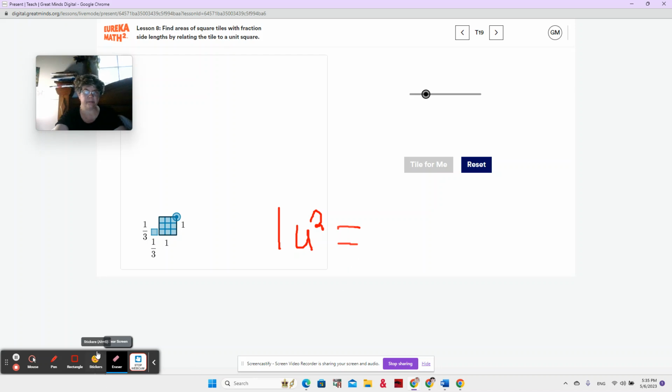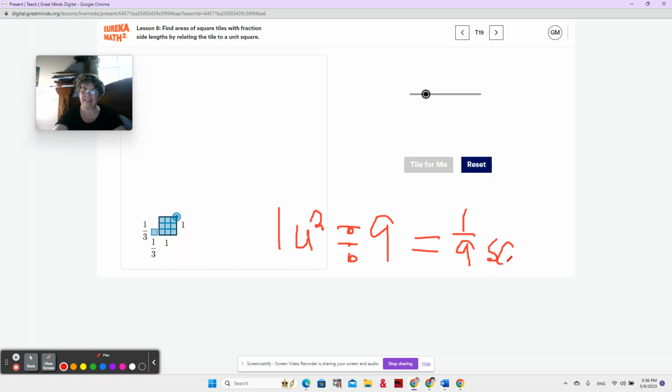Oh, it doesn't want to erase. Okay, all right, so let's just change it to dividing by. 1 square unit divided by 9. Why am I dividing 1 square unit by 9? Because you can see I have 9 pieces there that cover it, right? So 1 square unit divided by 9, that means that each one of those is 1/9 of a square unit, right? Do you see that? That makes sense, right?